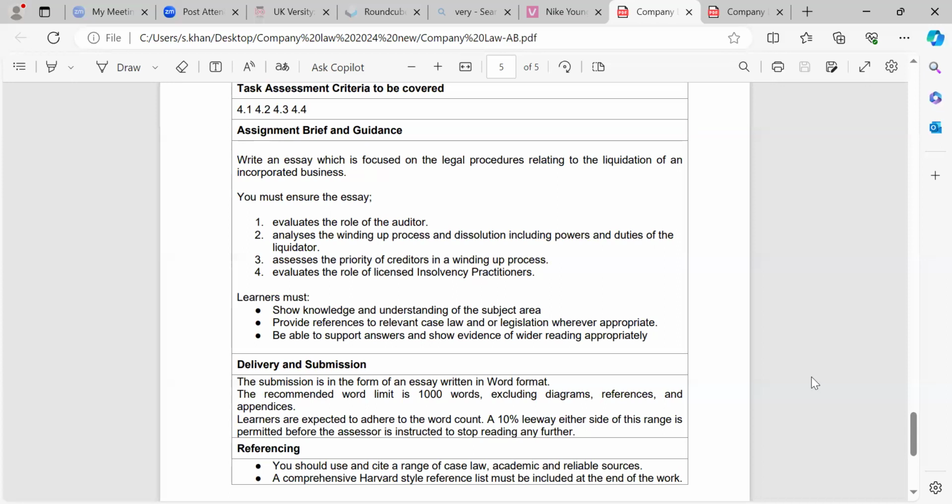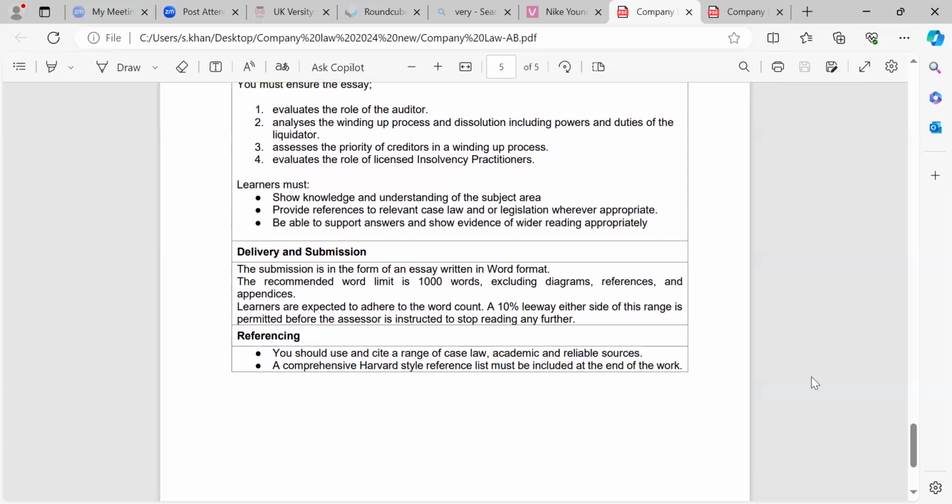The learners must show knowledge and understanding of the subject area. They must provide references to relevant case law or legislation that is used wherever appropriate. They must be able to support their answers and show evidence of wider reading appropriately.